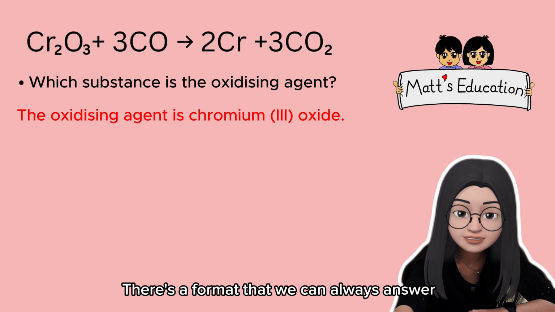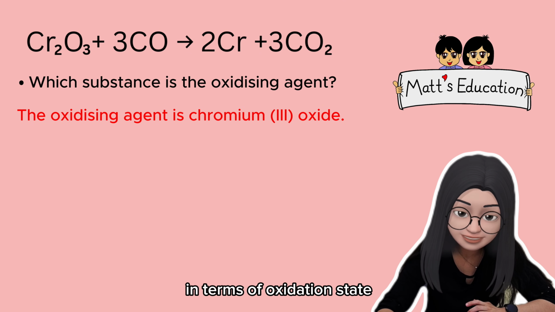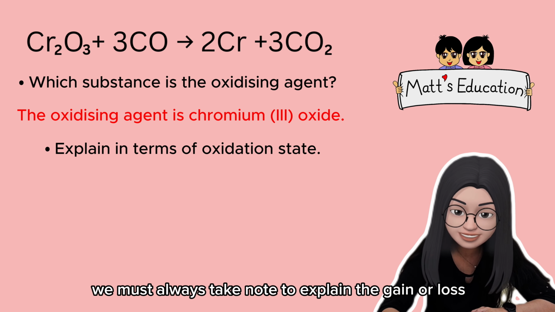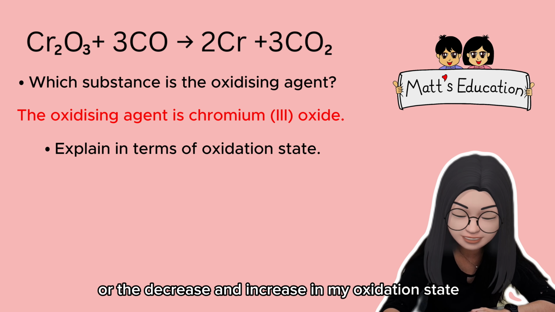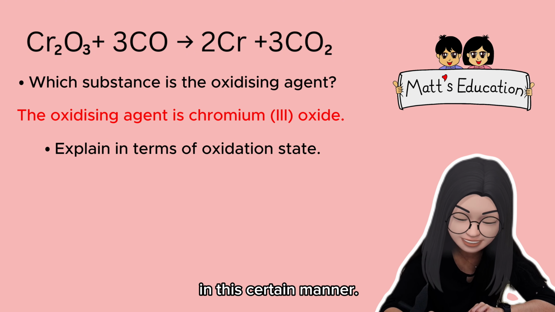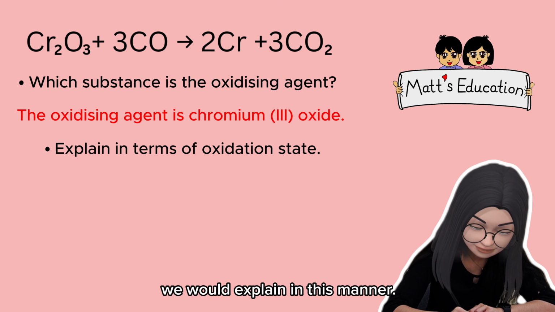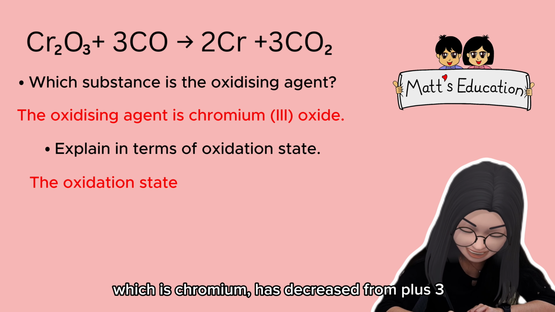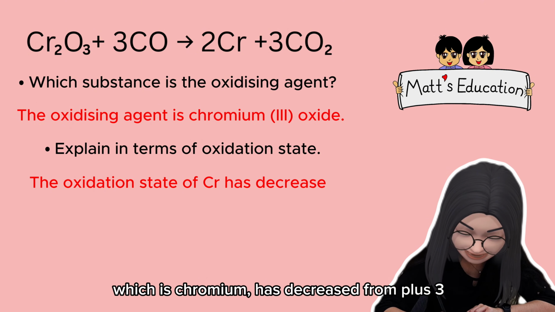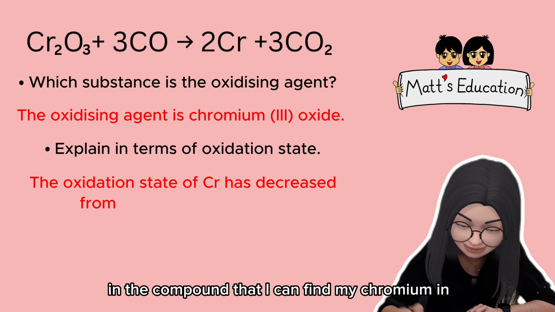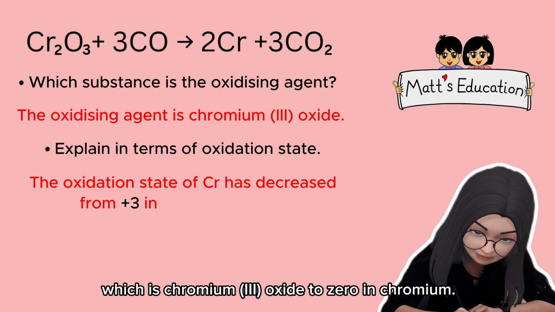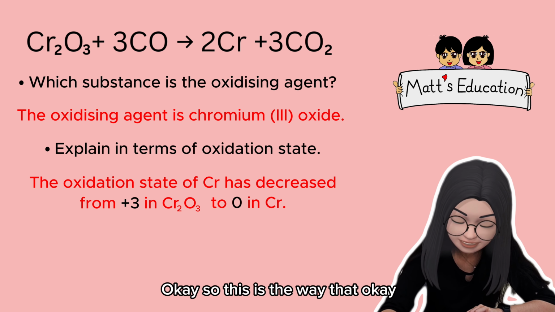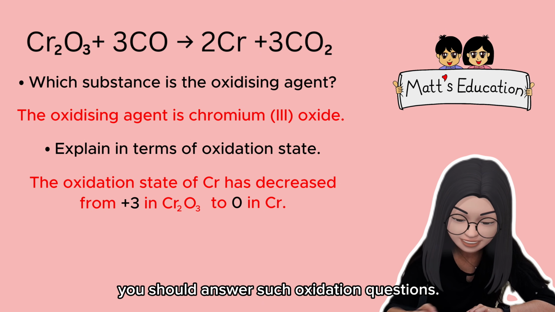There's a format that we can always follow when they ask us to explain in terms of oxidation state or in terms of oxygen, hydrogen or electrons. We must always take note to explain the gain or loss, or the decrease and increase in the oxidation state in this manner. For example, for this question, we would explain: the oxidation state of the element that I'm looking at, which is chromium, has decreased from plus 3 in the compound that I can find my chromium in, which is chromium 3 oxide, to 0 in chromium. This is the way that you should answer such oxidation questions.